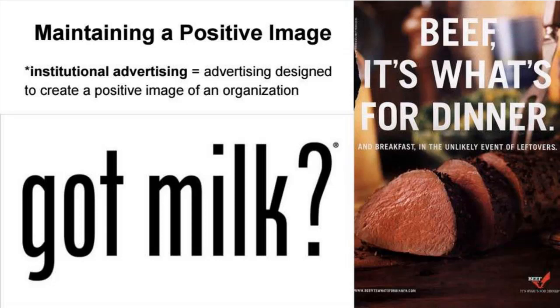Business organizations in particular want to maintain a positive image. So institutional advertising is designed to create a positive image and also to create a direct association between what you have to offer the public and a catchphrase, for example, like "Got milk?" or "Beef, it's what's for dinner." So specific sectors of the economy can use institutional advertising in order to maintain that positive image and to get people to always know by those catchphrases what is being referred to.